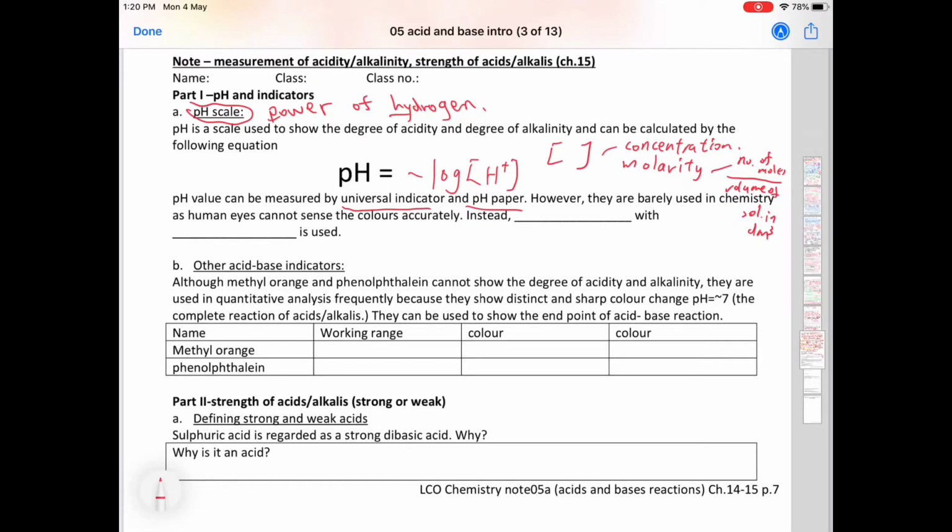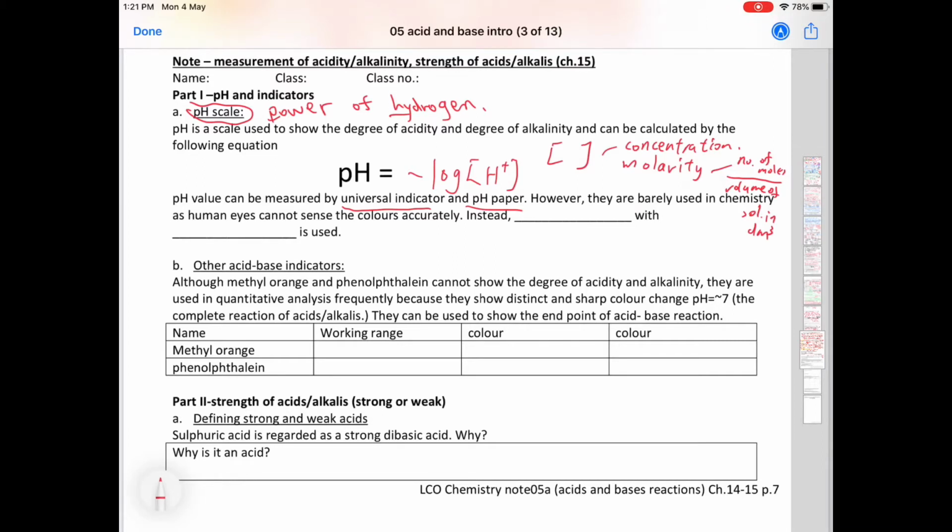If you are using a universal indicator or pH paper, then the result will be shown in terms of color. If it is acidic, then the solution or the paper will appear red or orange or yellow. On the contrary, if it is alkaline, then it will be blue or purple in color. And if it is neutral, that is pH value equal to 7, then it is green in color.